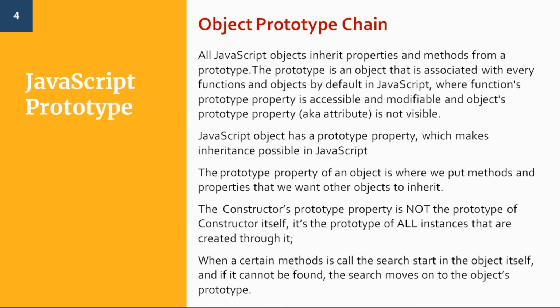The prototype property of an object is where we put methods and properties that we want other objects to inherit. The constructor's prototype property is not the prototype of the constructor itself. It is the prototype of all inherited instances that are created through it. When a certain method is called, the search starts at the object itself, and if it cannot be found, the search moves on to the object's prototype.